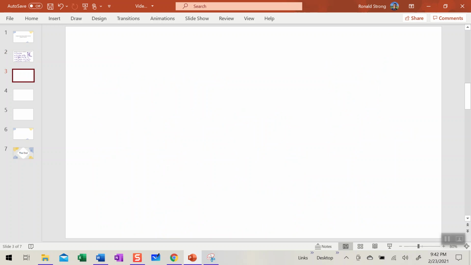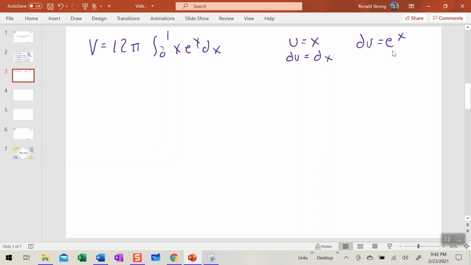And so on our first integral, where the volume is equal to 12 pi times the integral from 0 to 1 of x e to the x dx, let's let u be equal to x. So du is going to be 1 dx. dv will be equal to e to the x dx, and so v is going to be also equal to e to the x.